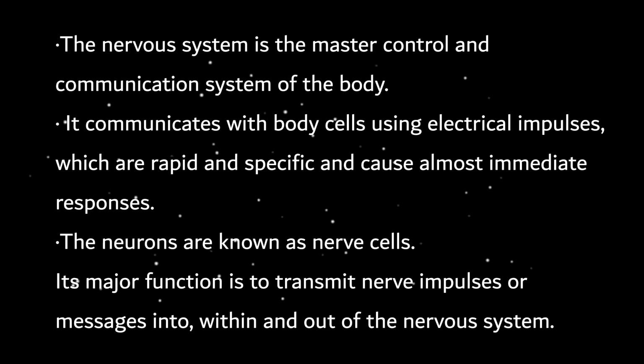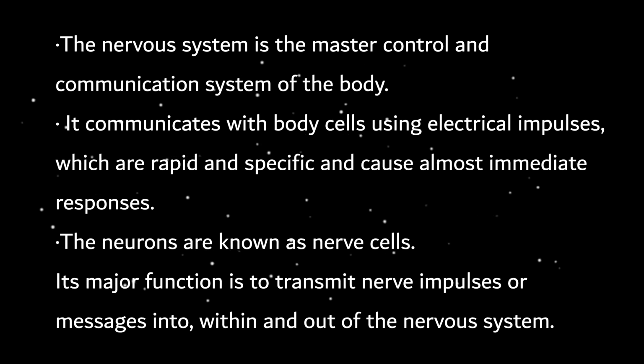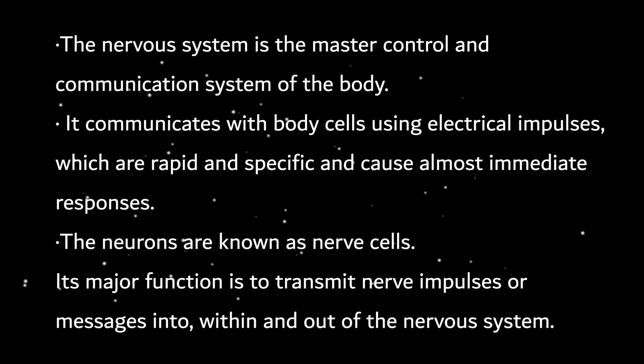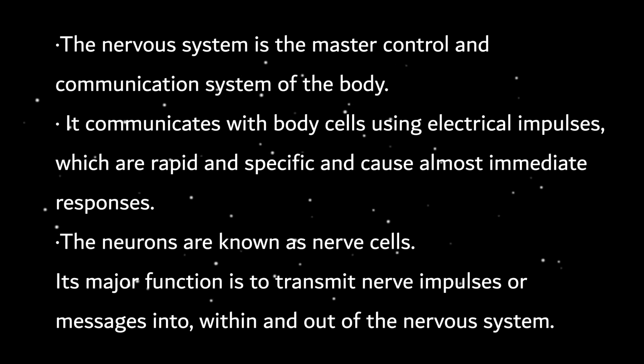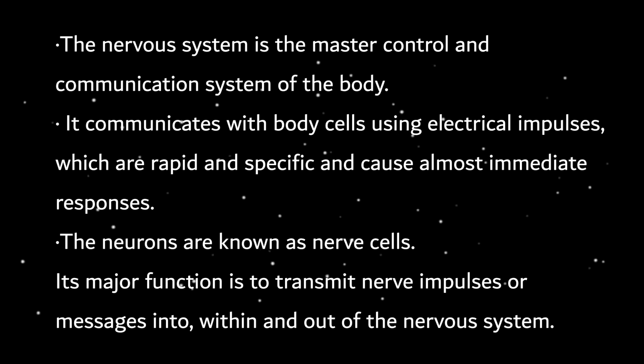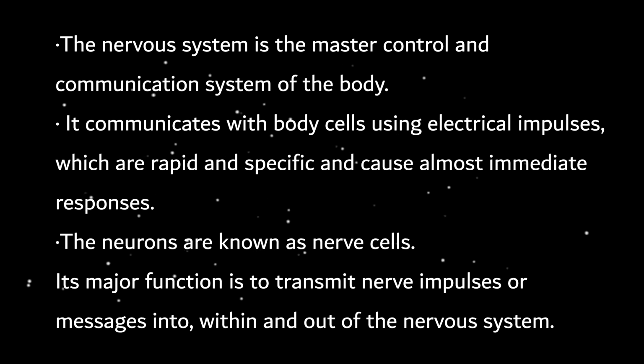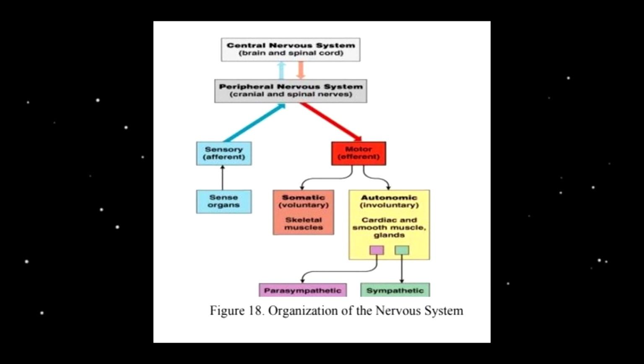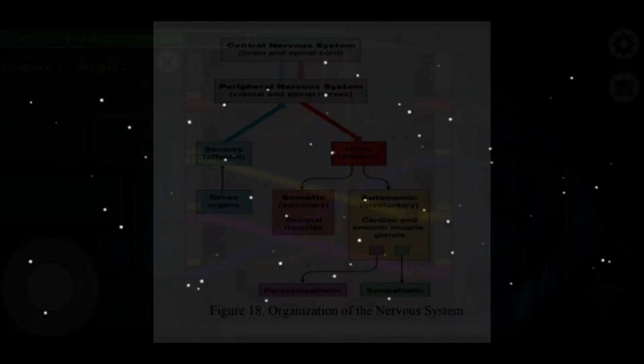The nervous system is the master control and communication system of the body. Every thought, action, and sensation that you have is a reflection of its activity. It communicates with body cells using electrical impulses, which are rapid and specific and cause almost immediate responses. The neurons are known as nerve cells. Their major function is to transmit nerve impulses or messages into, within, and out of the nervous system. Neurons are responsible for communicating electrical signals, like producing body movements in response to stimuli or sensations.